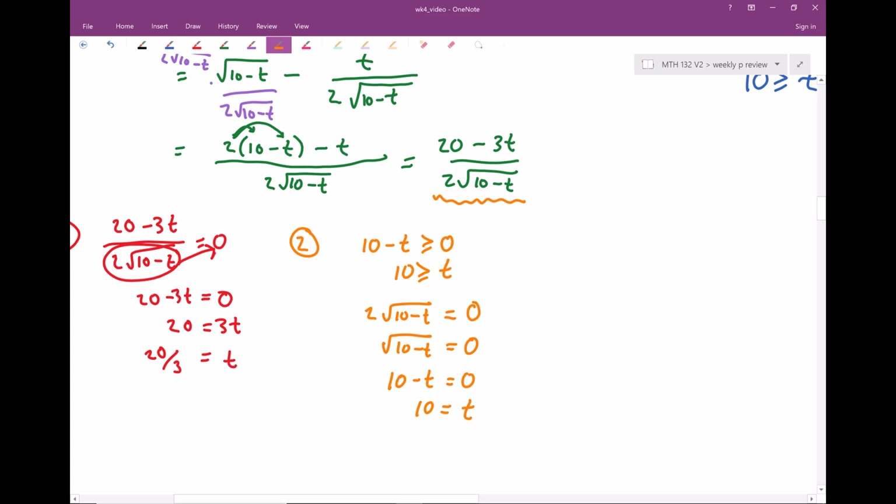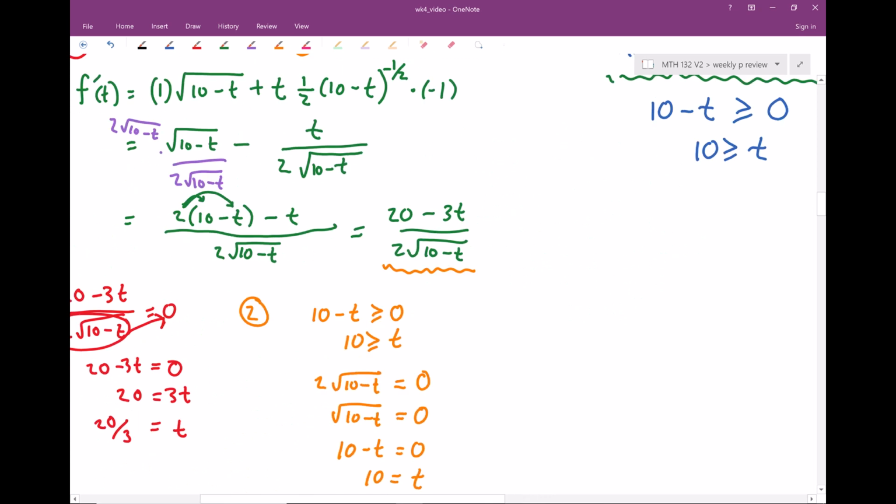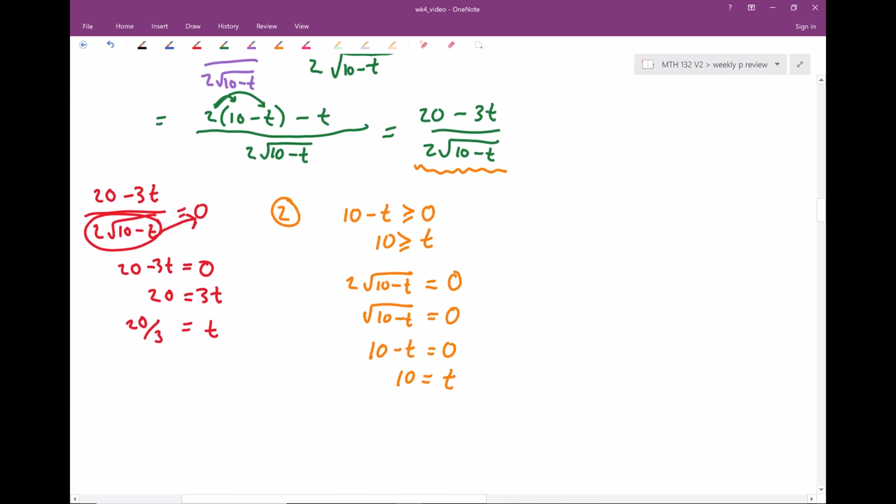Now, is this in the domain? If I go back over here, the domain is all the places where t is less than or equal to 10. So it is in the domain, because it's less than or equal to, in particular equal to 10. So we have two critical points here. We have one when t is equal to 20/3, again right around 7. And we have another critical point when t is equal to 10.